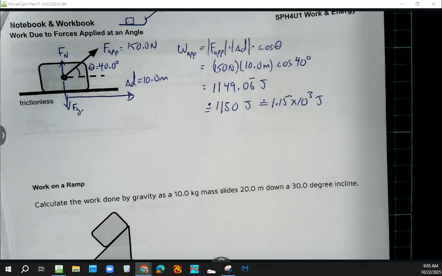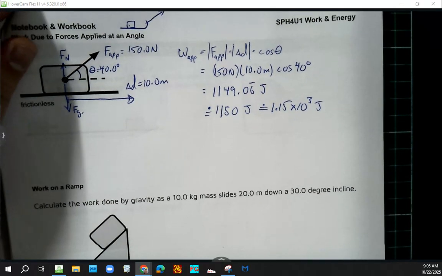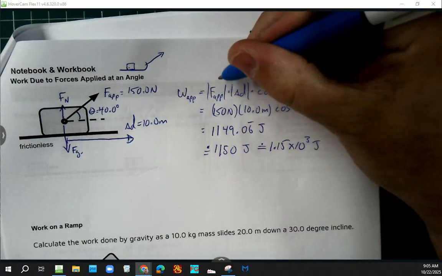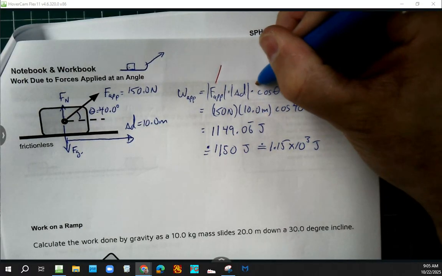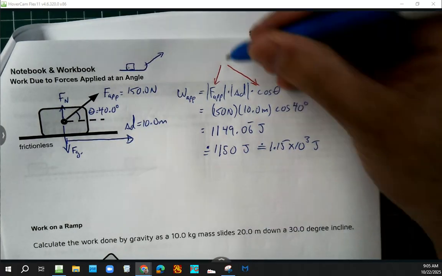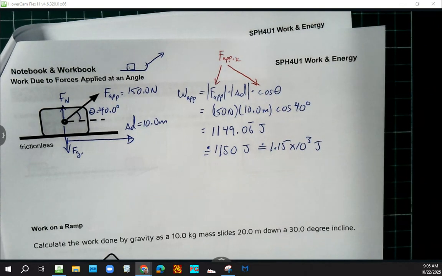And people say, well, is that it? That's all you do? Well, yeah, pretty much. I do want to point out, though, for people that are so committed to dynamics stuff, can you see that embedded in a dot product, F applied times cosine theta is actually giving us the F applied x value? It's the x component of the F applied.